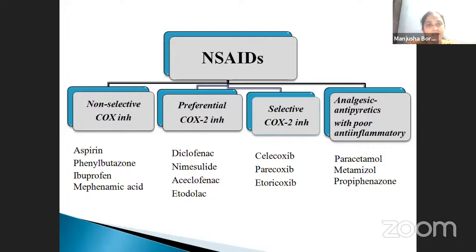These non-steroidal anti-inflammatory drugs are broadly classified into four categories. Non-selective COX inhibitors like aspirin, phenylbutazone, ibuprofen, mefenamic acid. Preferential COX-2 inhibitors are diclofenac, nimesulide, etodolac. Selective COX-2 inhibitors are celecoxib, parecoxib, etoricoxib. Analgesic antipyretics with poor anti-inflammatory action are paracetamol and metamizole.